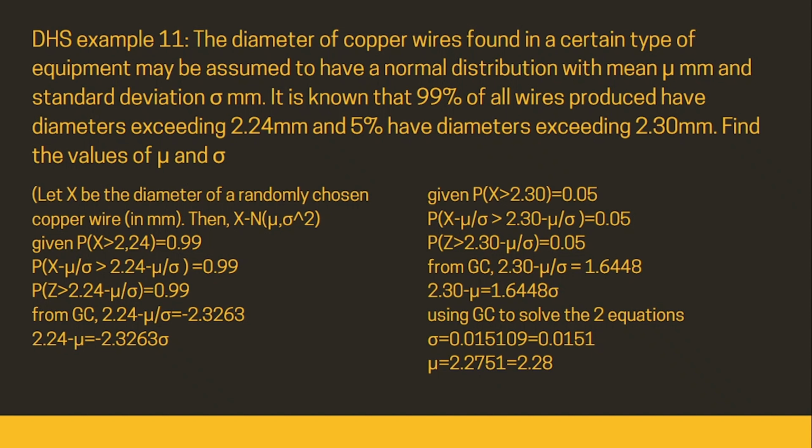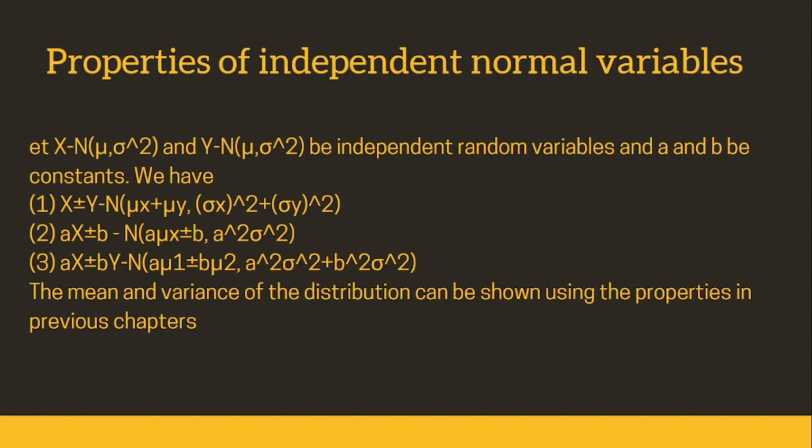So using the GC also, we find the inverse norm, which leads us to 1.6448. That gives us our second equation. If you put both of them into the GC using simultaneous equations, you'll end up getting a sigma of 0.0151 and mu equal to 2.28. So that's how we find these unknowns. We basically do standardization and get two equations, and with these two equations, we put them into the GC and see what the values are. So that's how we solve these unknowns.